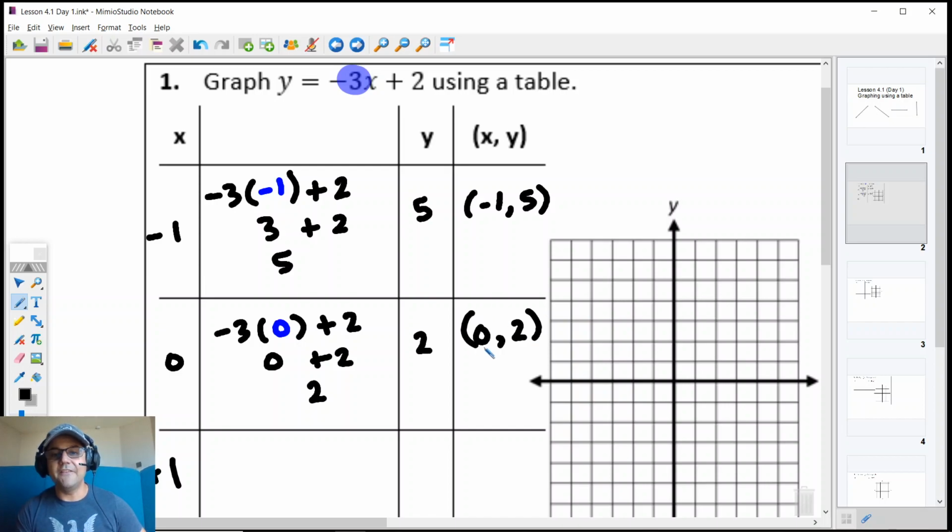Now the great thing is, if you go ahead and pick my strategy of negative 1, 0, 1, you're going to be able to create a pattern. So it's kind of like that whole idea of increasing and decreasing.